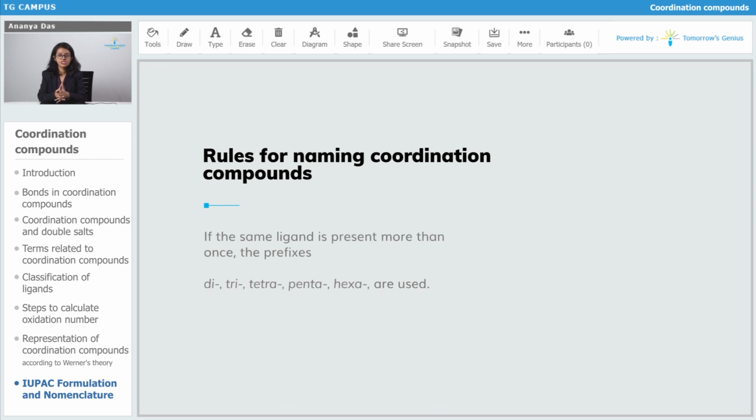If the same ligand is present more than once, then the prefixes di, tri, tetra, penta or hexa are used. Like the problem we faced previously, if I just write amine, chloro, cyano, it does not indicate how many amines or chloros are present. So, to indicate them, these prefixes are used.